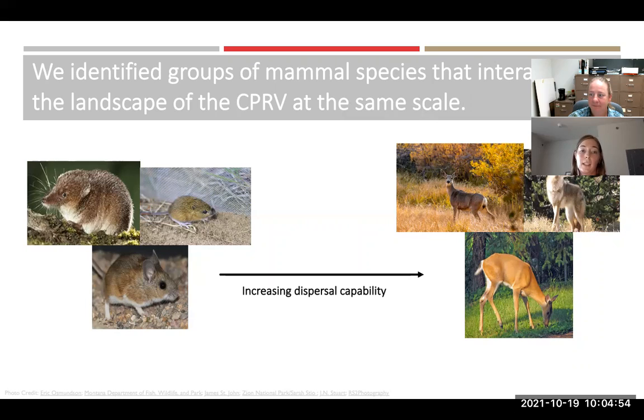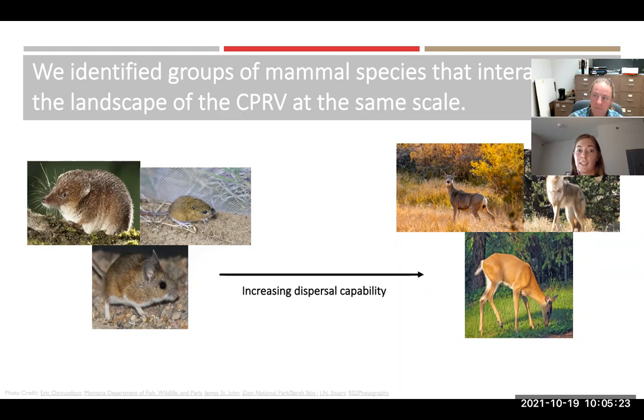And because body mass is allometric with some animal behavior like dispersal, this also gave us a sense of groups of species that we could say interact with the landscape at a similar scale because they share this dispersal capability. So we ended up with groups of species ranging from something like the masked shrew on the left with a very limited dispersal capability up to species like a white-tailed deer or coyote on the right of this image, which really have a much greater dispersal capability.